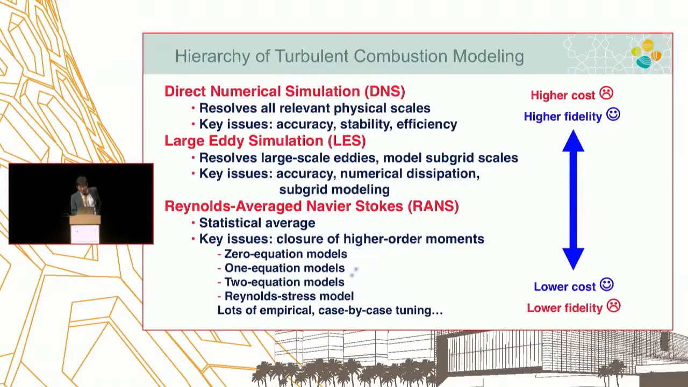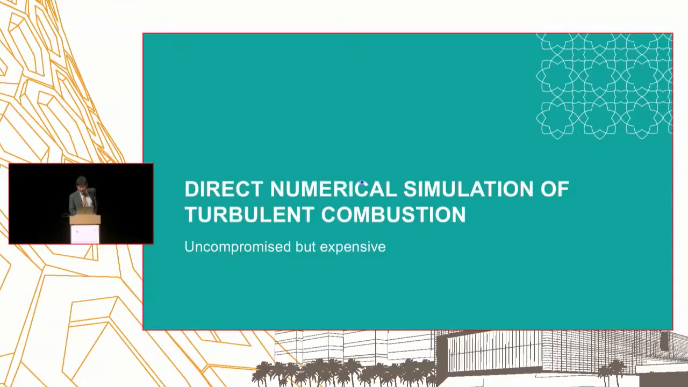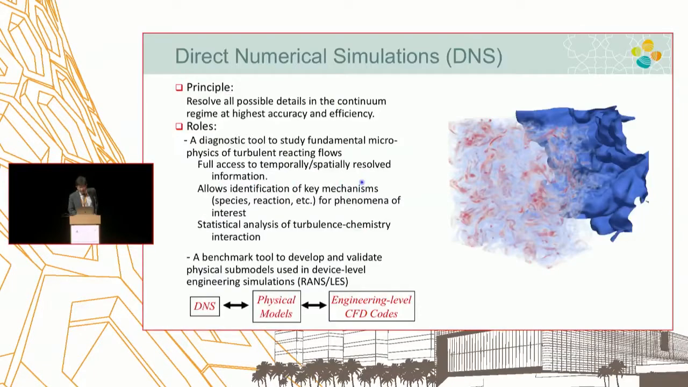RANS is a more traditional engineering approach. It runs on the statistical average concept, and it is low cost, lower fidelity, and I will distinguish between LES and RANS in a moment. So there are a lot of traditional modeling issues. Large eddy simulations are a good compromise in between. Cost-wise, it's in between, and fidelity-wise, it's also in between. So that's what we're targeting. So let me start with the DNS.